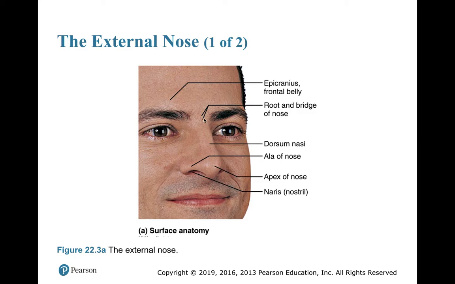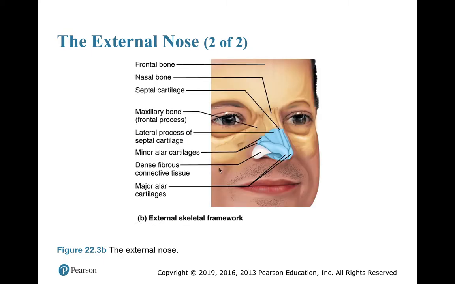So we have the root and bridge of the nose, the dorsum nasi. These make up our nares, our nostrils, and they are covered with ala, and the apex is the tip of your nose. Underneath those structures, we have the nasal bone, septal cartilage in blue, and maxillary bone as part of the frontal process. There are other minor cartilages and dense fibrous connective tissues, along with the major alar cartilages.